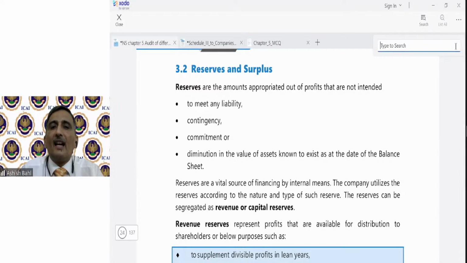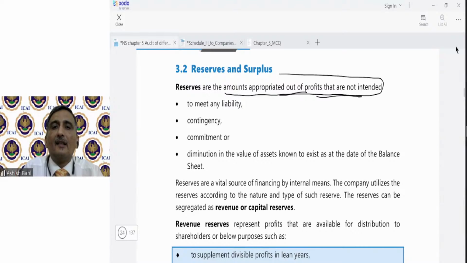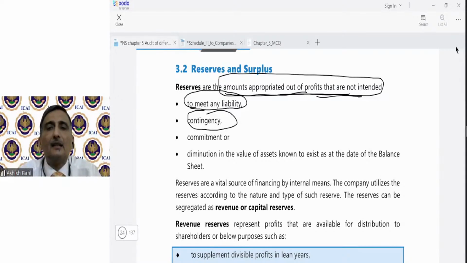So reserves are the amount appropriated out of profits. What are reserves? Reserves are appropriations out of profits that are not intended to meet any liability or contingency or commitment. These are a vital source of financing for internal means.